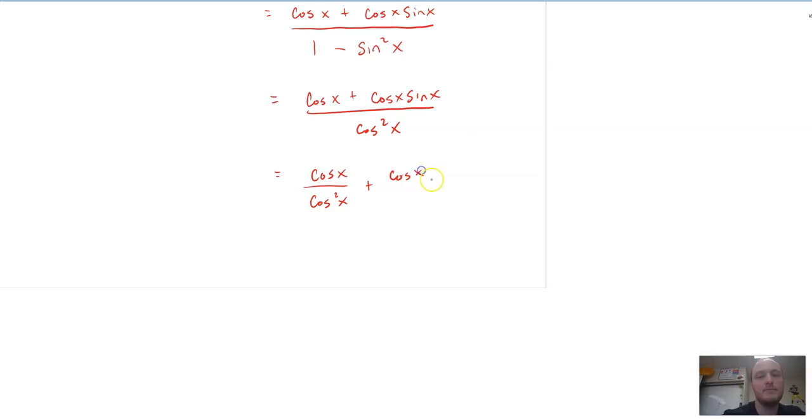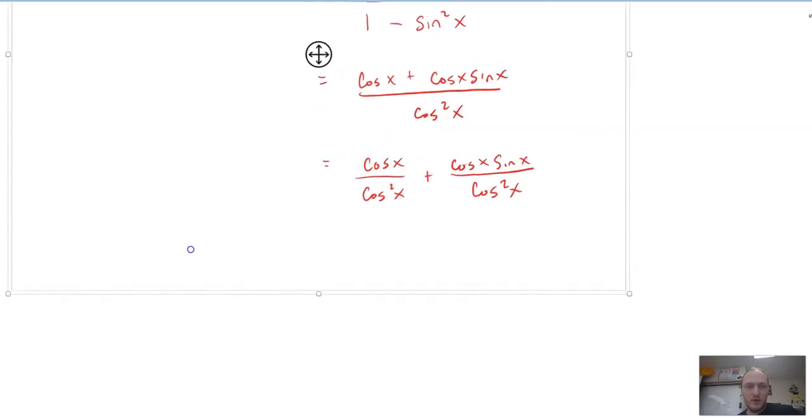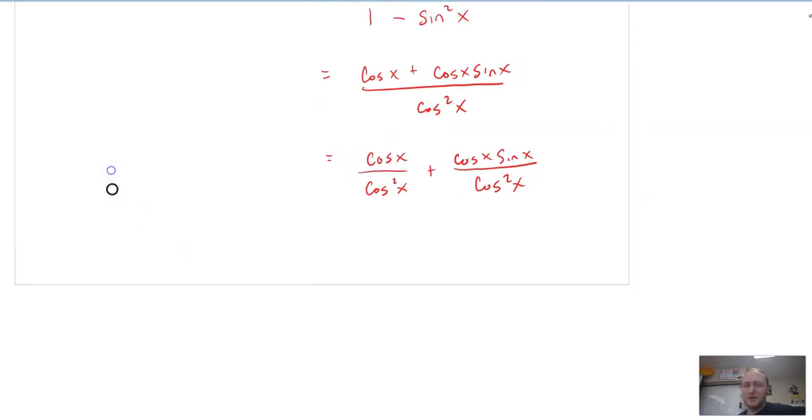Forgot my variable. Okay, and this is legal. You can do this. We do this a lot in calculus when we are integrating, and my calculus students are kind of uncomfortable. They're like, can I do this? Yeah, this is totally valid, right? Because I have two fractions with the same denominator, common denominator. I can add them together, add the numerators.